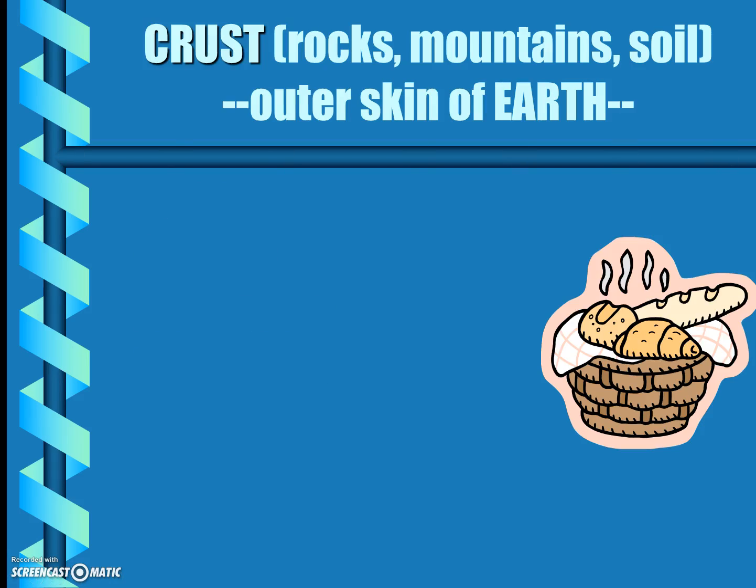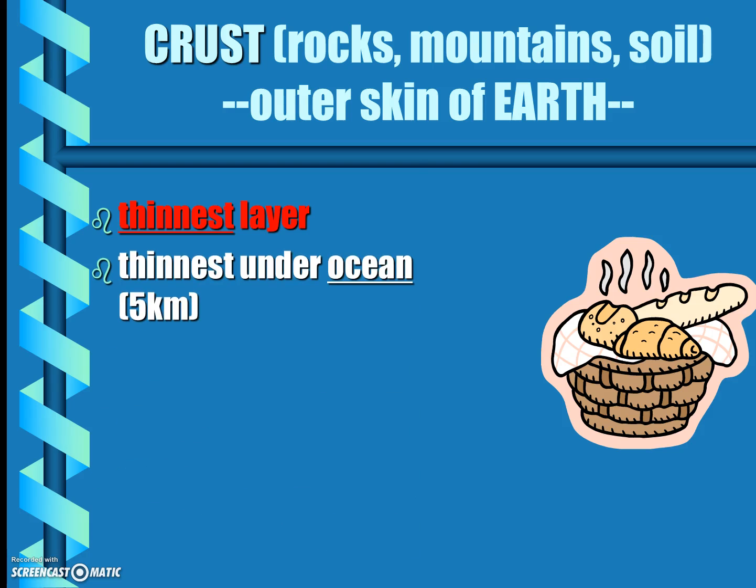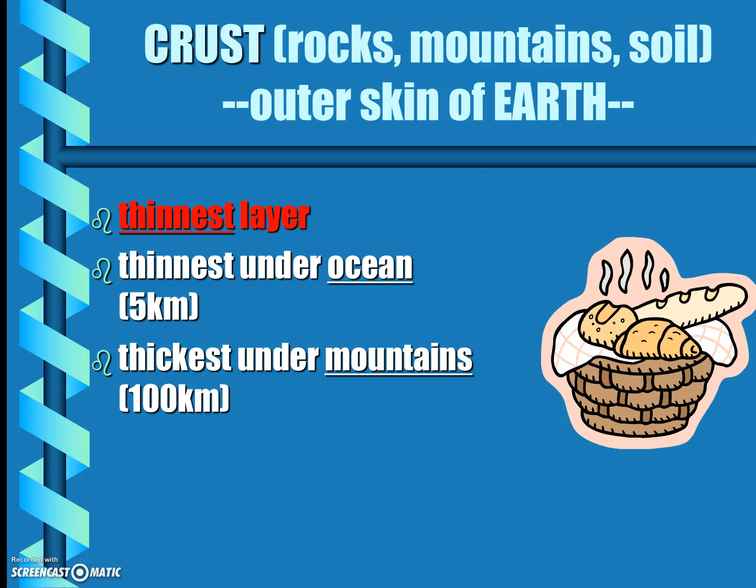All right, the crust. This is where we live. This is the outer skin of the earth. This is the thinnest layer, and it's actually thinnest under the ocean because the ocean is water, and underneath that is a very, very thin layer of the crust. The thickest is under mountains because we have to account for where the mountain starts, which is above where we live, and then all the way down. So that's about 100 kilometers thick, whereas under the ocean it's only about 5 kilometers thick. Its temperature can range from 0 to 1,000 degrees Celsius. So make sure you have that down as well.